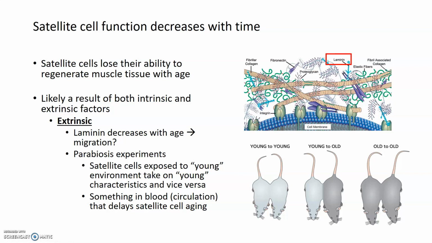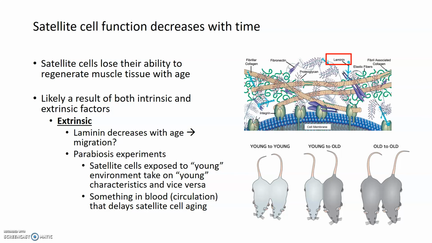So it seems as though there's some kind of factor within the blood or the circulation that changes satellite cell aging, right? It's not clear what that factor is, but the fact that satellite cells are able to change in response to the circulation to which they are exposed says that there's arguably something there, extrinsically controlling satellite cell function.